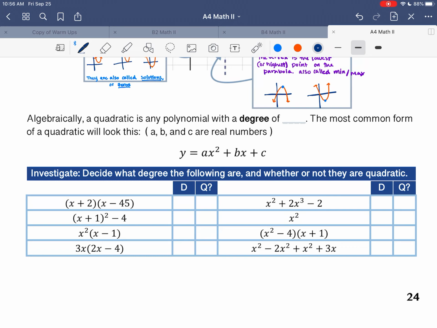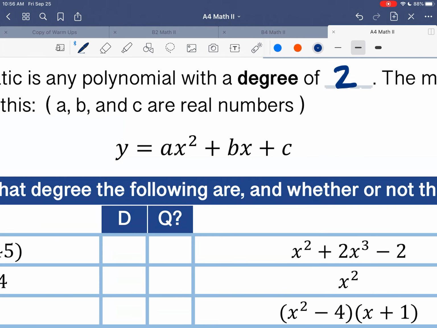So algebraically, a quadratic is any polynomial with a degree of 2. I would just remind you that the degree of a polynomial from last lesson is the highest power that the polynomial has. So any polynomial that has the highest power of 2 is a quadratic.